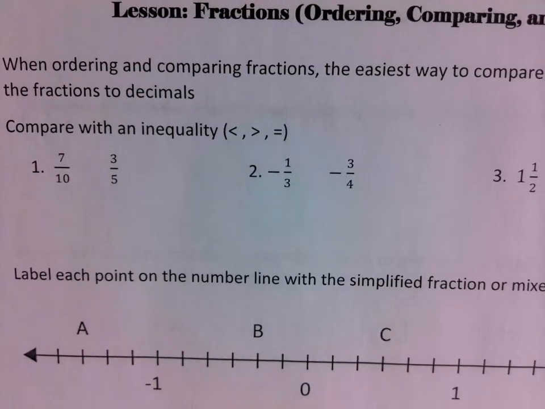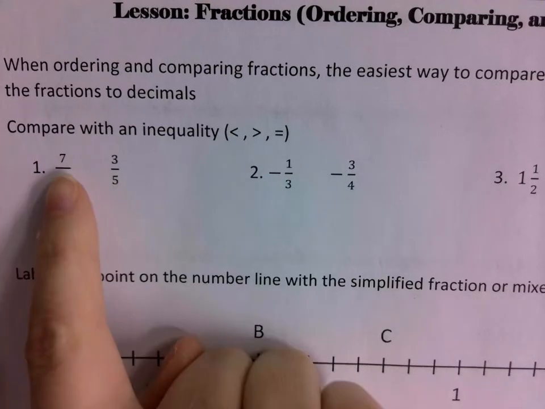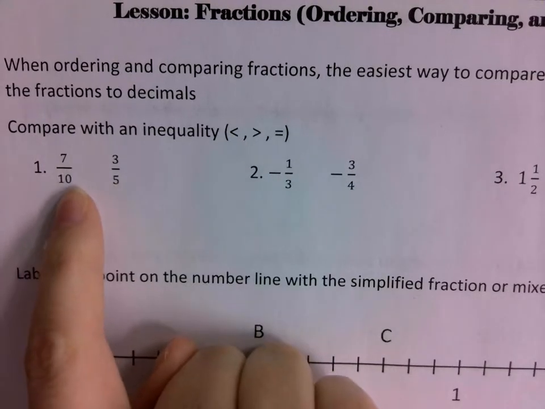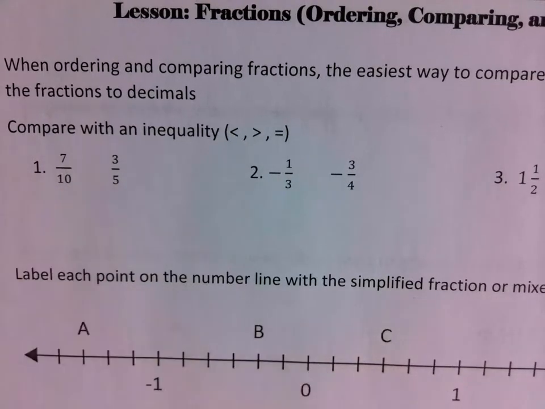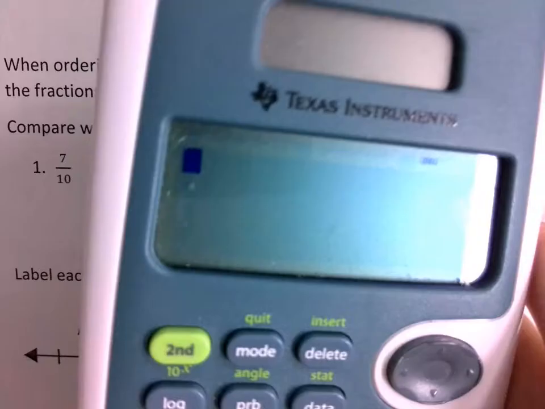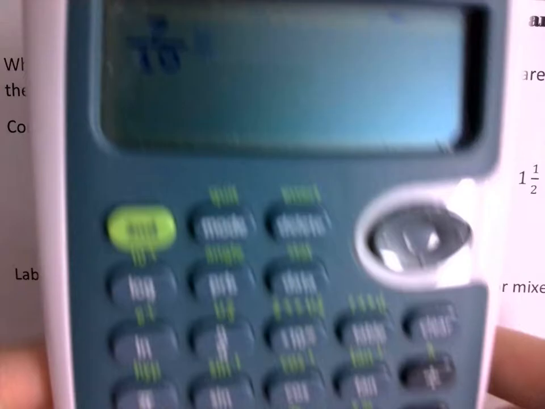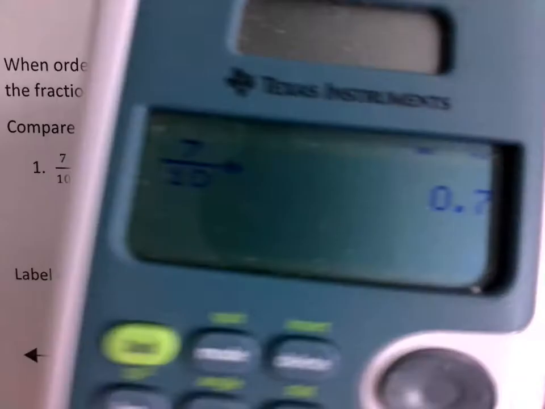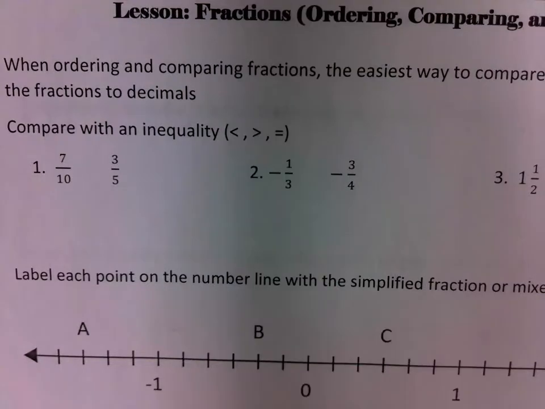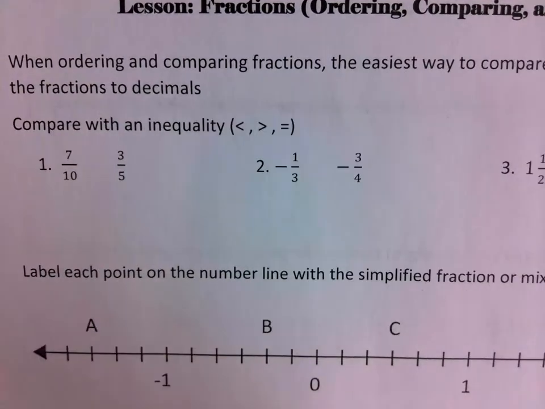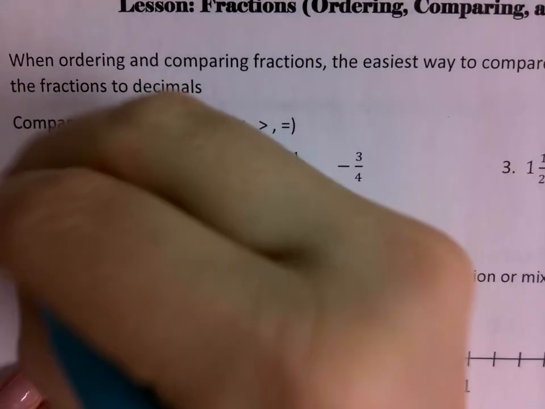So let's go ahead and type into our calculator. I want you to type in 7/10. Then hit your double white arrows and enter. What do we get? 0.7. So right below here, I'm going to write 0.7.